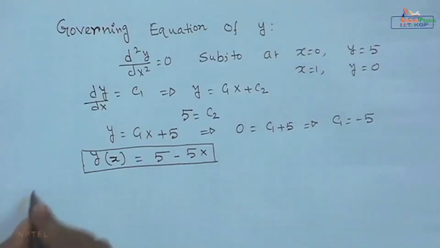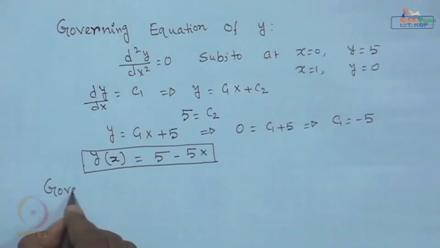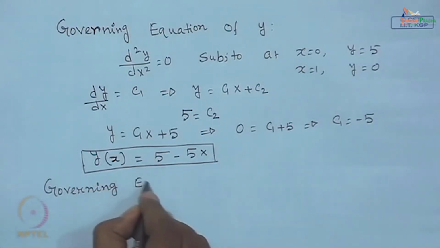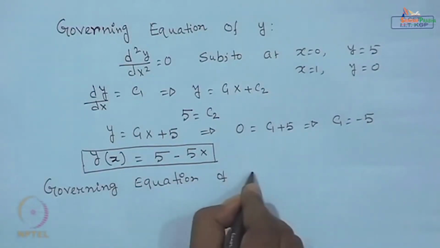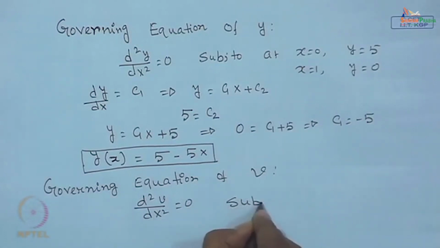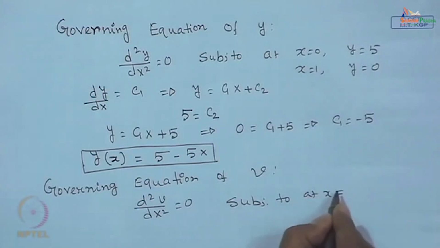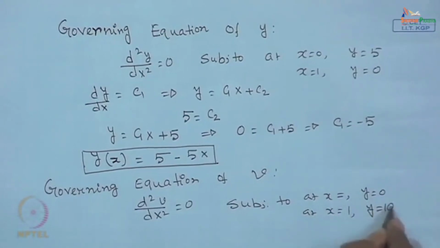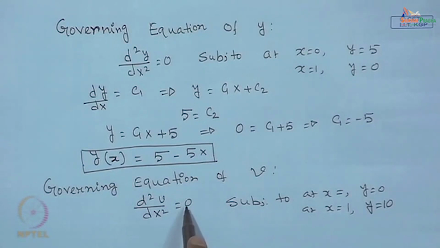Okay. Now, let us look into the second sub problem v. The governing equation of v will be d square v dx square is equal to 0, subject to at x is equal to 0, v is equal to 0, and at x is equal to 1, v is equal to 10. Now, in this sub problem, we are not including the source term in the governing equation. We are forcing the non-homogeneous term of the governing equation and the non-homogeneous term in the first boundary condition to be 0. We are retaining the non-homogeneous term in the boundary condition at x is equal to 1. So, we are retaining only one non-homogeneity and forcing the other two non-homogeneities to vanish.